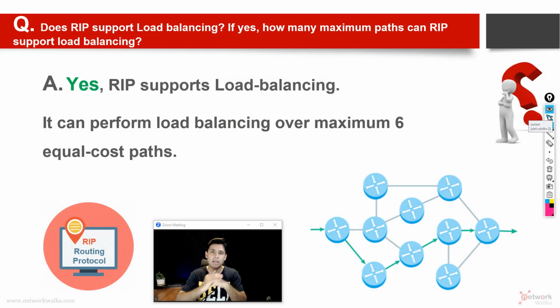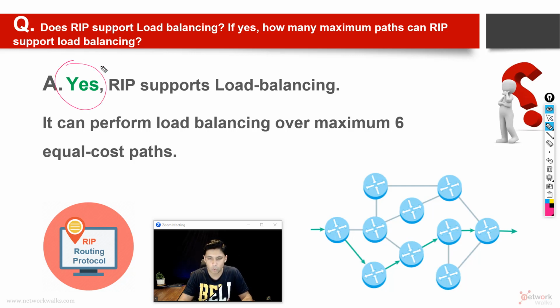The interviewer might ask us, does RIP routing protocol support load balancing or not? If yes, then how many maximum paths can RIP support for load balancing? The answer to this question is yes, RIP supports load balancing.